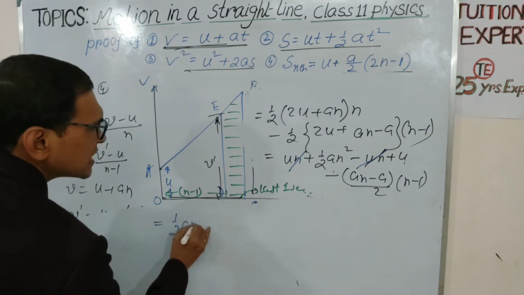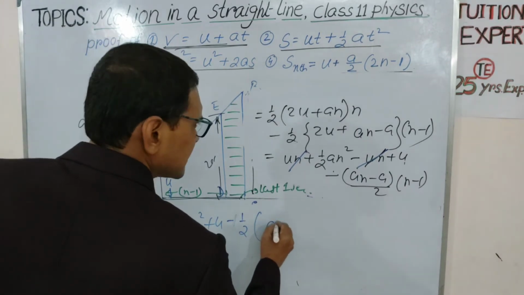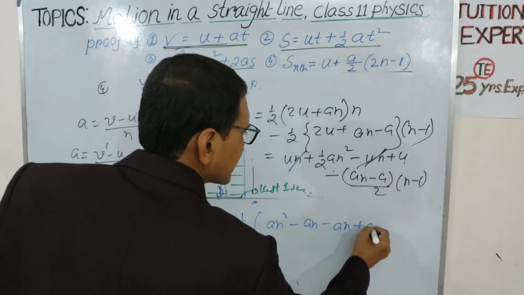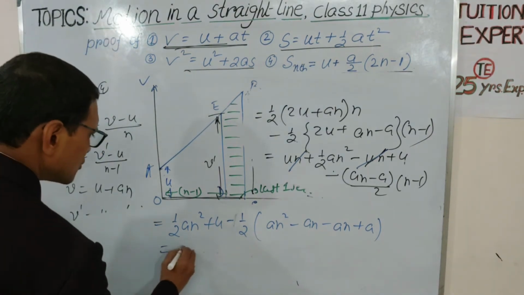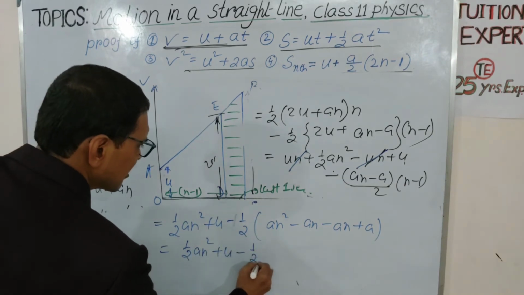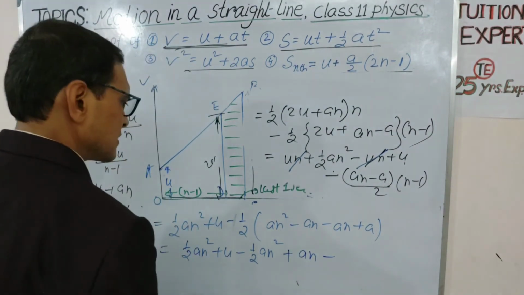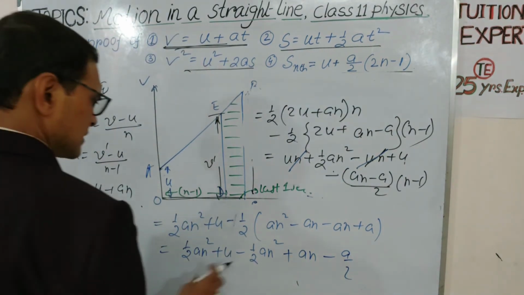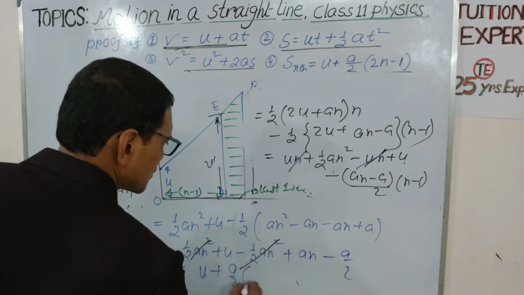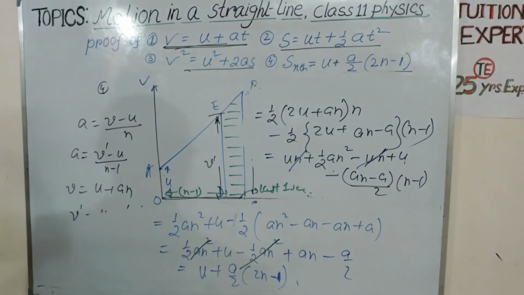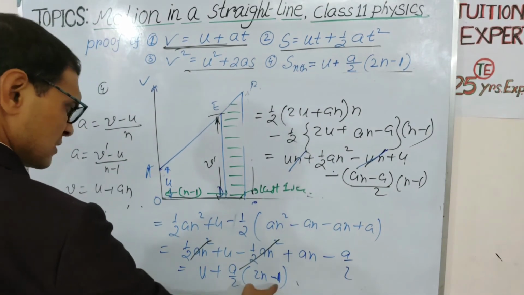So this half n square plus u minus half of a n square minus n plus a n square minus n plus a by 2, which is equal to minus 2n by 2 minus... So we cancel this and this, we get the result u plus a by 2 into 2n minus 1, u plus take common a by 2, so n minus 1. So this is the result.